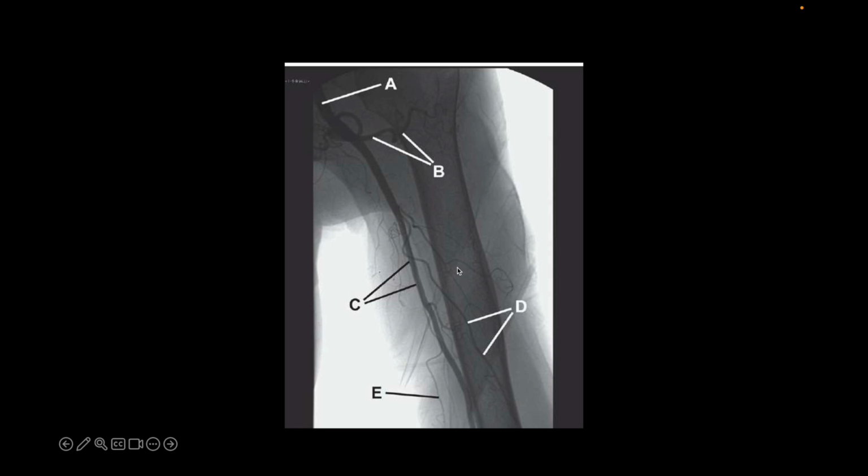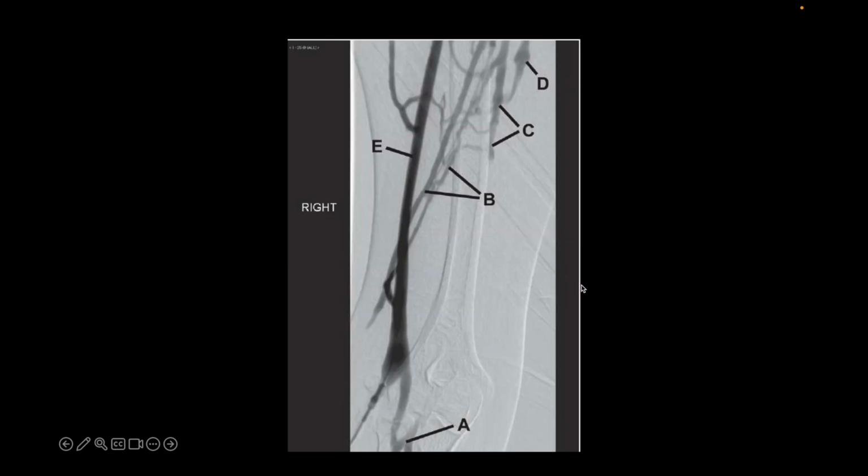D is the profunda brachii artery, which was the main branch that I mentioned before. E is apparently the superior ulnar collateral artery. You don't need to know that for the exam.